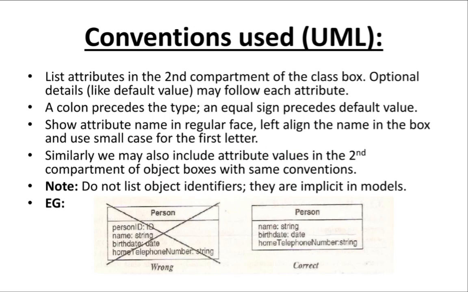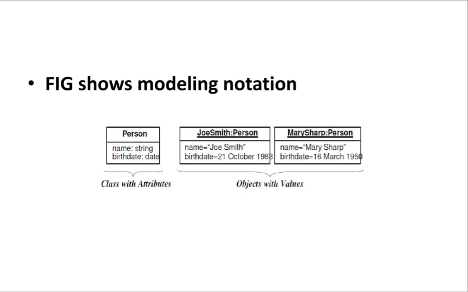Similarly, we may also include attribute values in the second compartment of the object boxes with the same conventions. I told you, along with the attributes, you can include the values for the object. For example, here the name attribute contains the value Joe Smith, birth date contains 21 October 1988. Similarly, for Mary Sharp, name contains Mary Sharp, birth date contains 16 March 1950. So I can include values also.